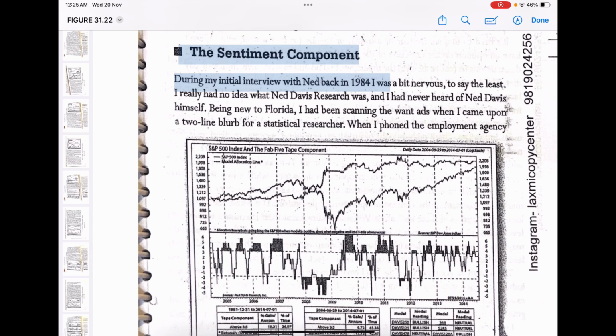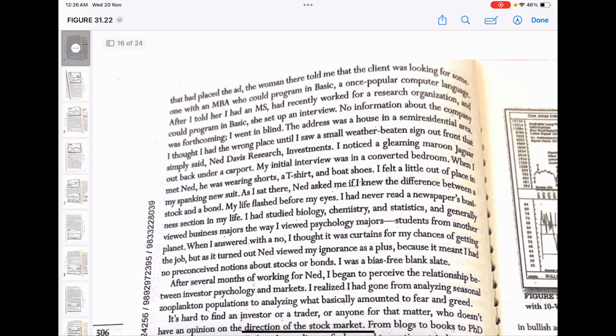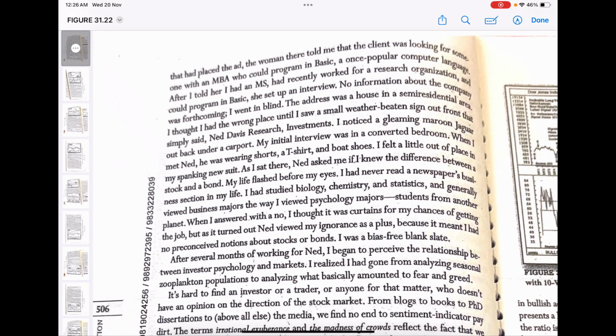During my initial interview with Ned back in 1984, I was a bit nervous, to say the least. I really had no idea what Ned Davis' research was, and I had never heard of Ned Davis himself. Being new to Florida, I had been scanning the want ads when I came upon a blurb for a statistical researcher. When I phoned the employment agency that had placed the ad, the woman there told me that the client was looking for someone with an MBA who could program in BASIC, a once popular computer language. After I told her I had an MS, had recently worked for a research organization, and could program in BASIC, she set up an interview. No information about the company was forthcoming.